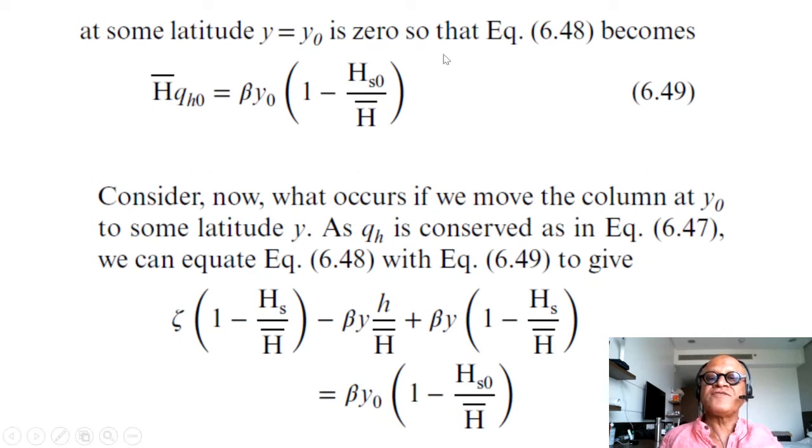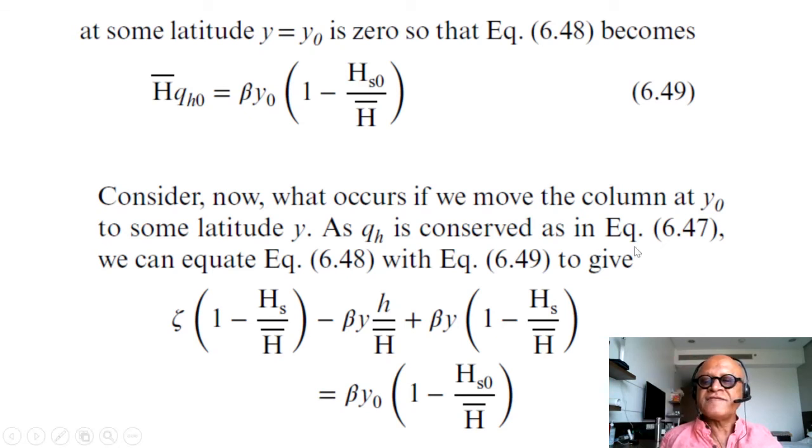So that equation 648 becomes hq0 is beta y0 times 1 minus hs0 divided by h bar. Consider that is the height of the sloping surface at the equator or at the turning latitude, which we don't want to become negative as we saw before. Consider now what occurs if we move the column at y0 to some latitude. So now we are going to try to move the air column or the water column in the latitudinal direction to squeeze the air column and change the vorticity, or expand it and change it.